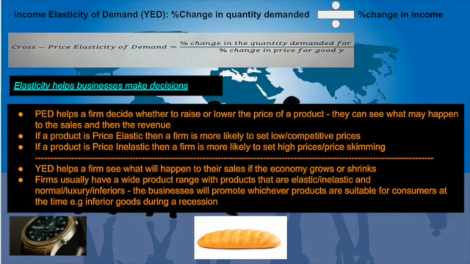The business could use income elasticity of demand as well. It will allow them to see what will happen to the sales if the economy grows or shrinks. This is because if that happens, this will affect people's incomes. Firms usually have a wide product range for products that are elastic, inelastic, and normal, luxury, or inferior goods. That way, the businesses can promote whichever products are suitable for consumers at the time, for example inferior goods during a recession.